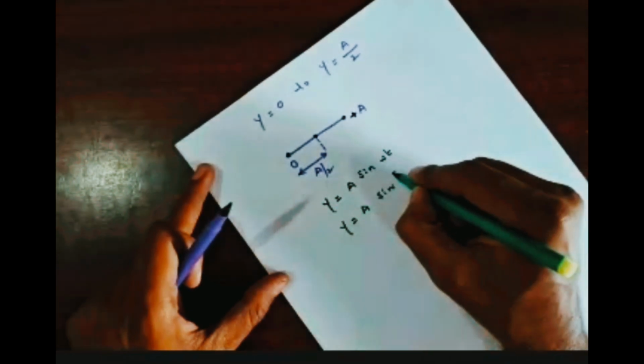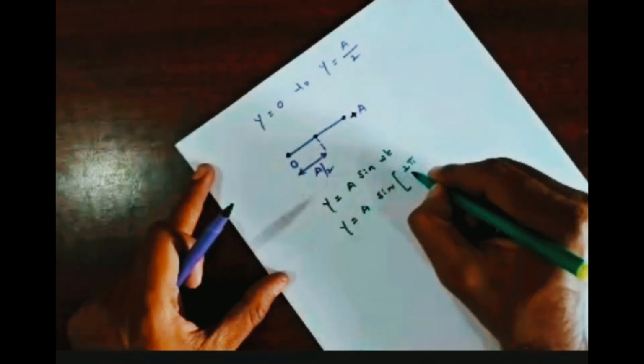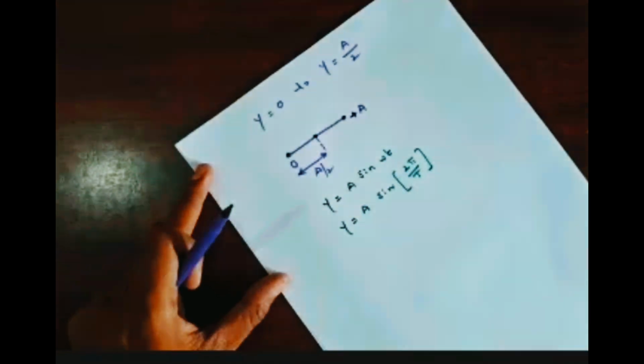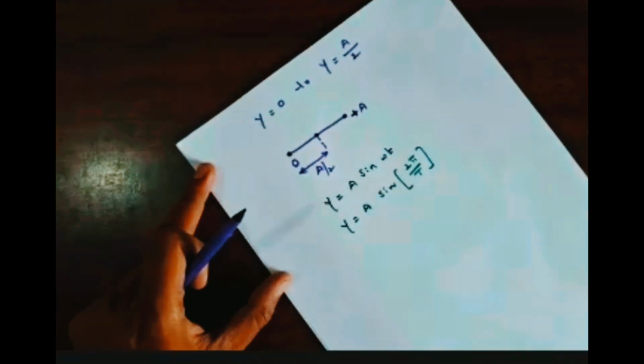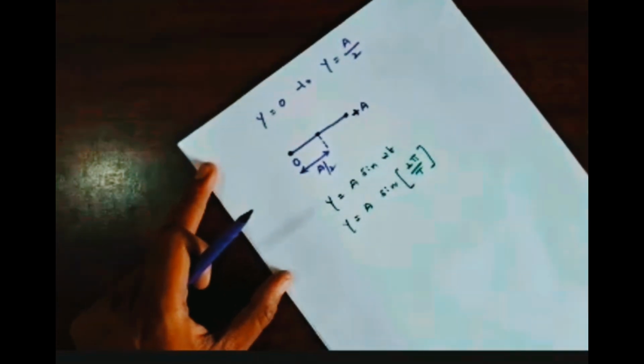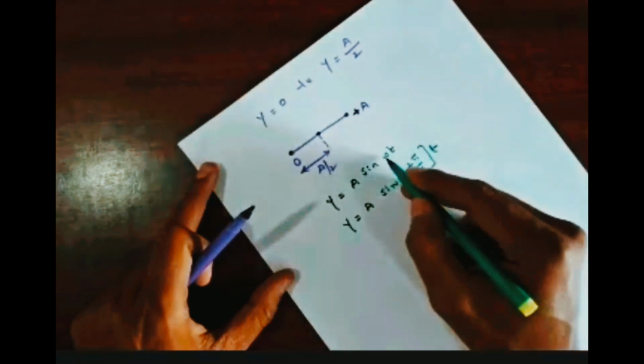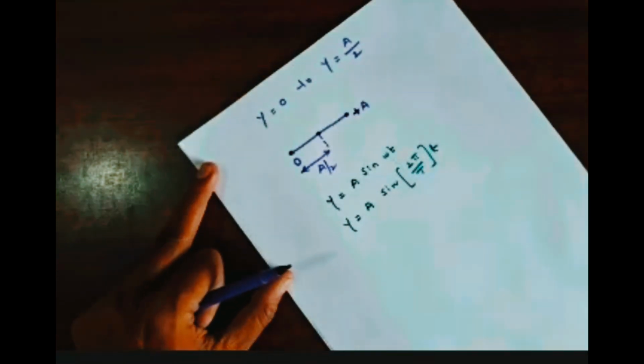I need to consider another thing, that is omega. Omega is nothing but 2 pi by capital T. Capital T means time period. The time taken by the particle to complete one oscillation is known as the time period. So y is equal to a sine of 2 pi by capital T into small t. That is the omega value, 2 pi by capital T.